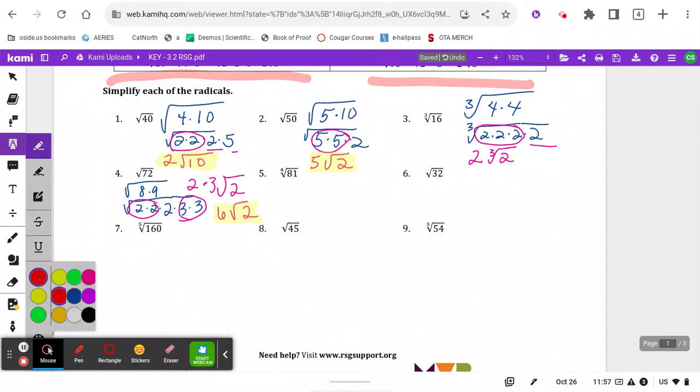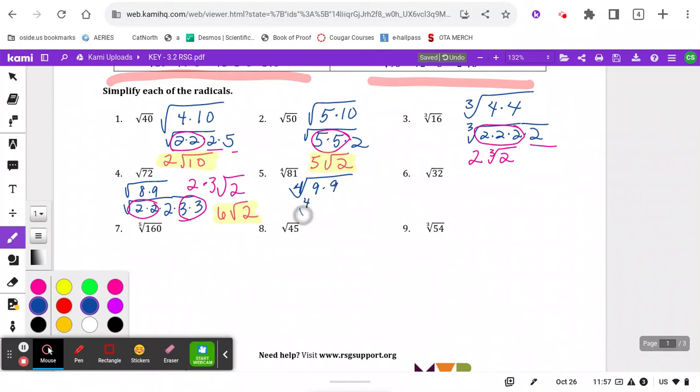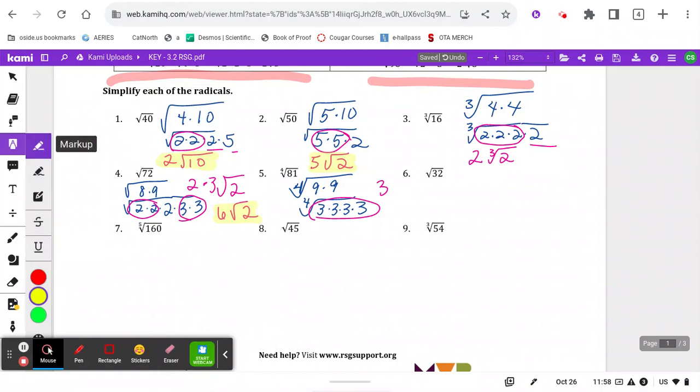Fourth root of 81 means we're looking this time for a group of 4. So 81 is 9 times 9, which is 3 times 3 times 3 times 3. Group of 4, well, what happens if everything gets used up? It means that my answer is just 3. There's nothing left inside the fourth root. So we just take out the 3 and we're done.